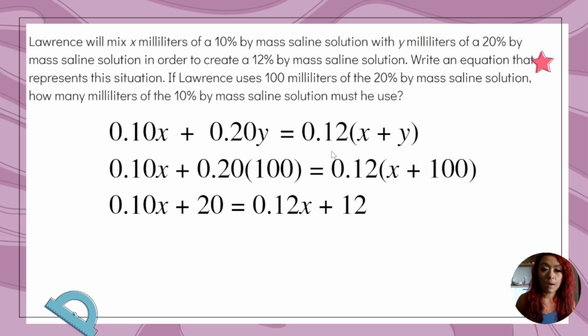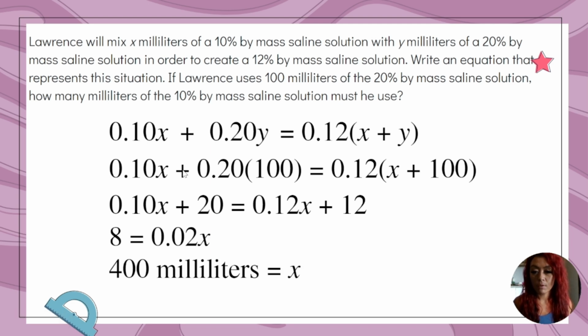Now we have our variables on both sides of the equal sign, right? So we're going to collect them on both sides, and we get 8 equals 0.02x. We get rid of our coefficient by dividing both sides by 0.02, and we get 400 milliliters equals x. If you don't understand how I use inverse operations to solve for x, please go back to the lesson 1 video where we learned about how to solve equations by inverse operations.